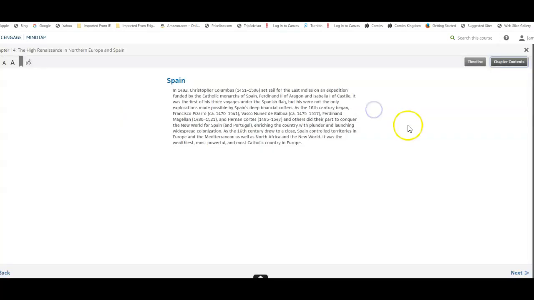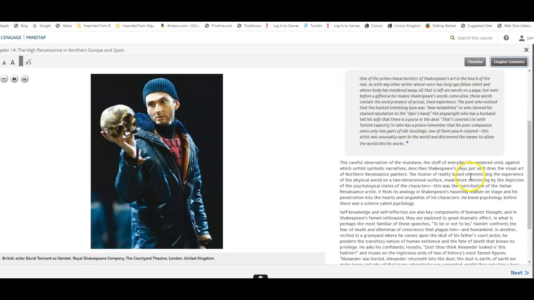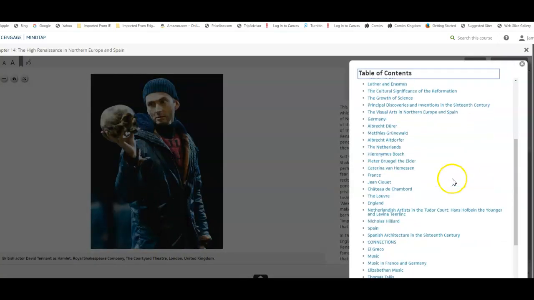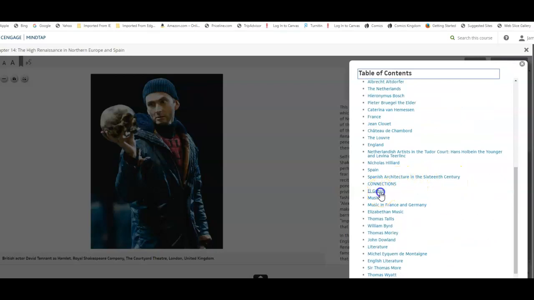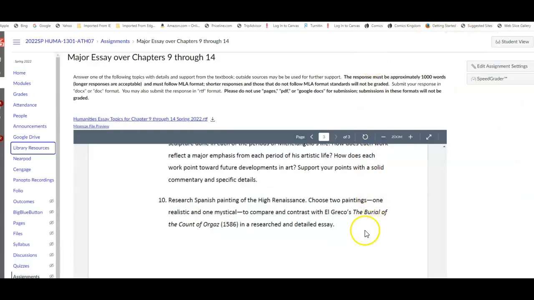And again, when you click on that, it just talks about some of the key points. And when you go to the preview of the chapter here, it talks about some of the changes that are taking place. So you want to look into those and look at El Greco. Excuse me for that. So it asks you to choose two other paintings, realistic and mystical, to compare with El Greco's.